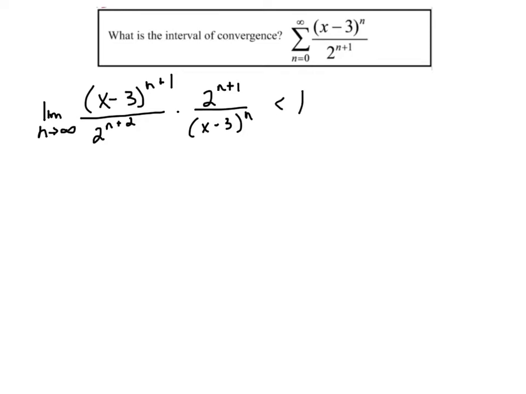We do our algebra. So we end up not having any n's left. We just have a 1/2 multiplied by x minus 3. So let me just write that. So on top we have an x minus 3. On the bottom we have a 2.